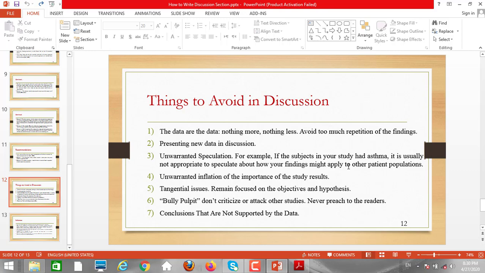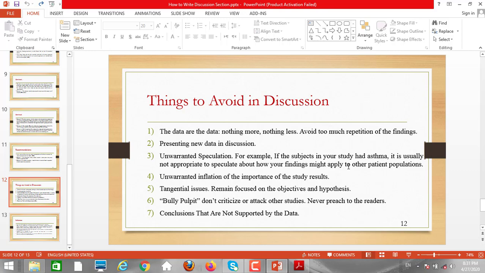The fifth point is tangential issues. What does it mean? Basically, the aim of your research is to find the answers to your research questions. So at this stage, try to stick with your research questions and your objectives. Try not to go beyond your objectives or your research questions. It means try not to include something new, something which does not support your data.